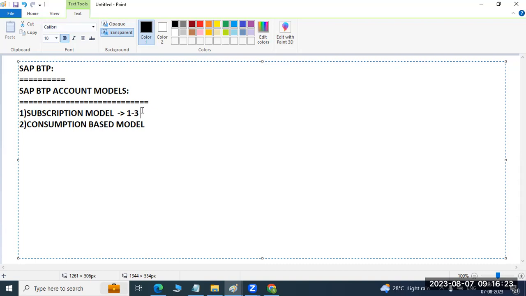So that's the reason, when you are planning this with your customer, maybe your customer tells you first of all that they are planning to use BTP, then what you have to do? First of all, you need to find out the pricing model.